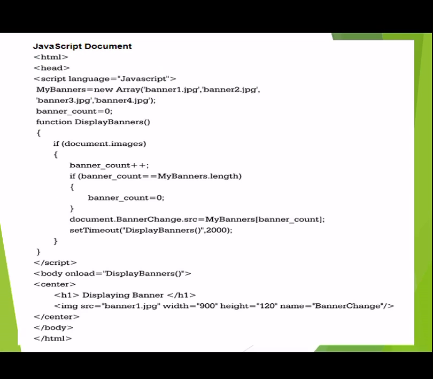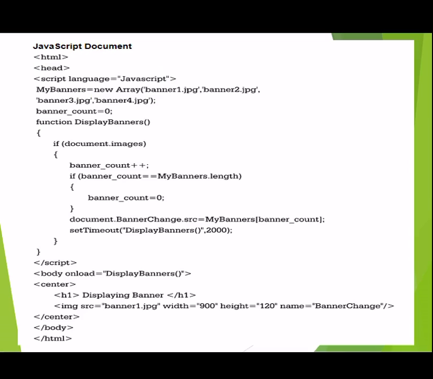Close your script tag. In the body tag, onload is equal to, again call your displayBanner function over here. Then, centered in an H1, write displaying banner, and initially you have to set a default image. The default image we are setting is banner 1, so image src is equal to banner1.jpg. Banner 1 will be your default image that will be displayed when you open the output.